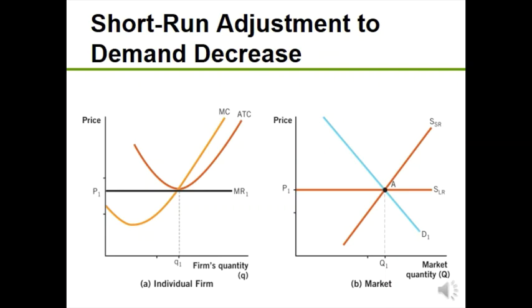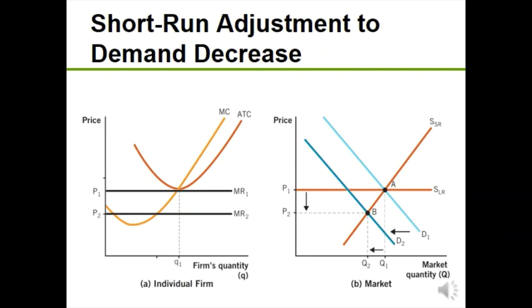Well, keep in mind that these markets are dynamic. They're always changing, they're always in flux. So what happens if market demand decreases in the short run? In this case, the market demand curve is shifting from D1 to D2. What happens? That equilibrium point, the point where quantity demanded equals quantity supplied, is dropping from A to B. This also means the price is dropping to P2, and market output is dropping from Q1 to Q2.